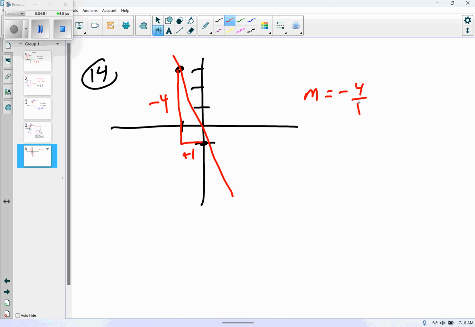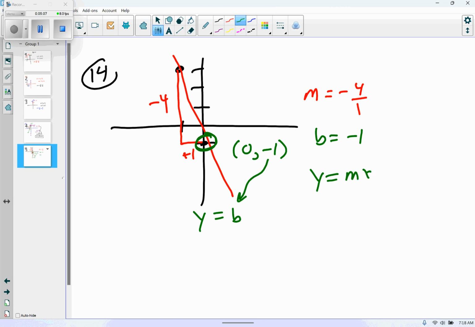And then, again, remember what I said on the last problem. Now we're going to look at where it crosses the y-axis. That's our b value. So this looks like to be (0, -1). So our b value is -1. Now I can go back to the equation y equals mx plus b, and I can plug directly in. And I can put that over 1 if I want. It's not necessary, but notice I have a negative number there.